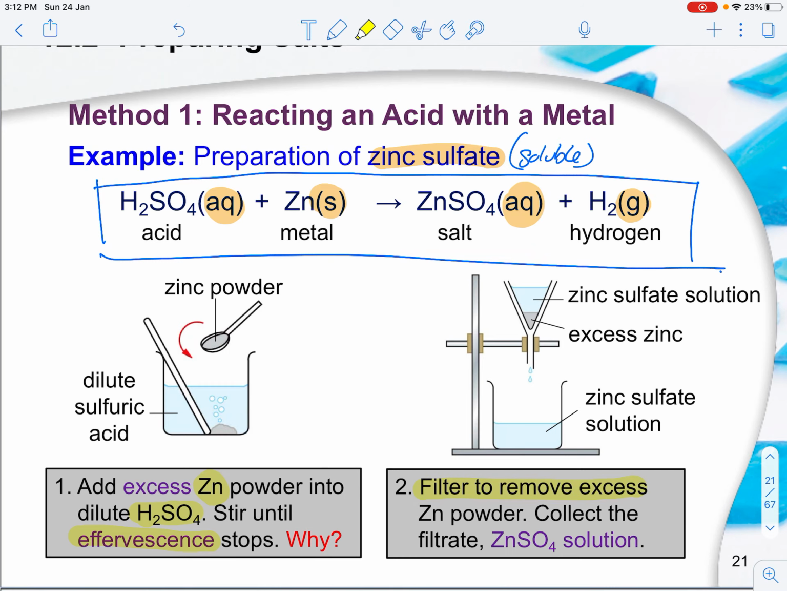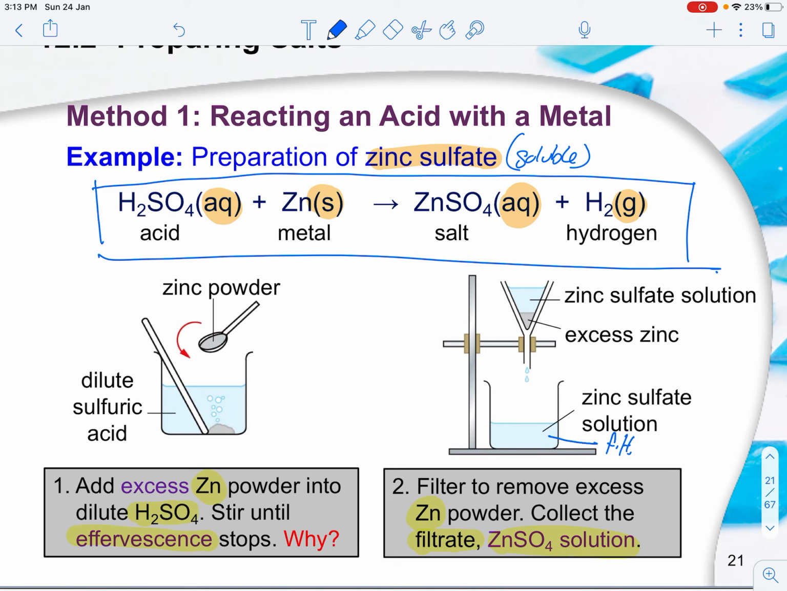Okay, then after that you filter to remove the excess zinc powder, and hence you collect the filtrate of zinc sulfate solution. So what is filtrate? Filtrate is basically the solution that has undergone filtration. And what is kept here, the excess zinc, is your residue. So remember that if you add too much zinc, the zinc that is unreacted will be here.